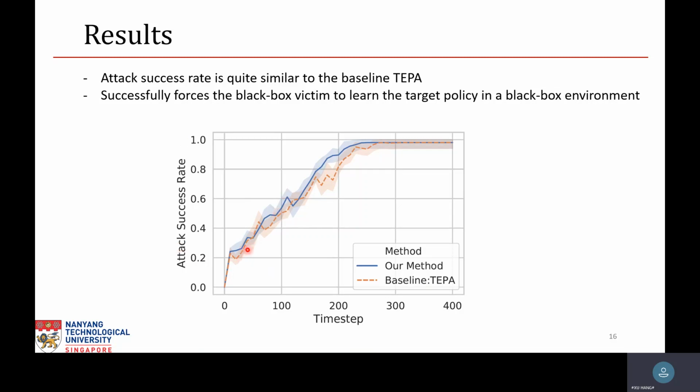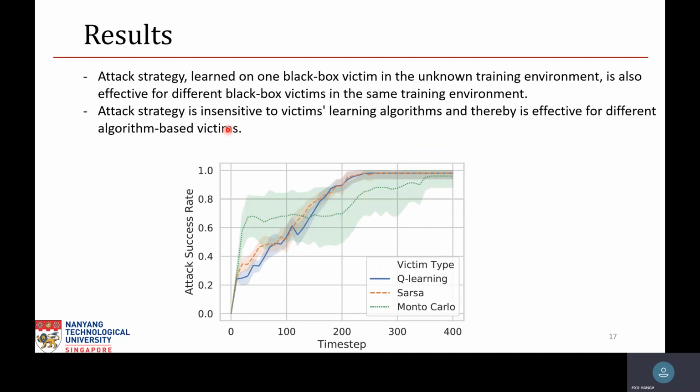From this figure, we can see that our method performed quite similarly to the baseline. This means in the double black box setting, our method can force the unknown agent to learn a target policy in the unknown environment.